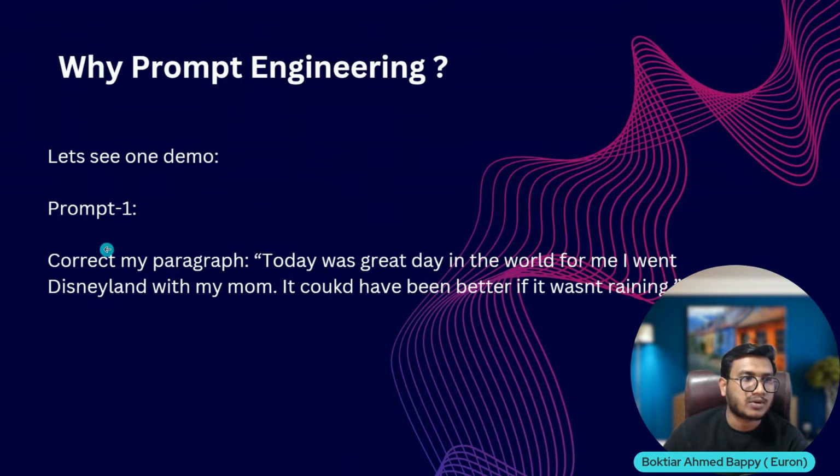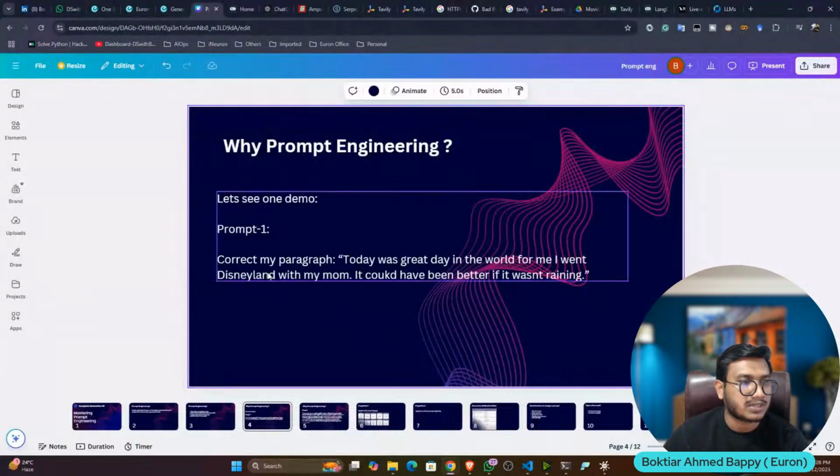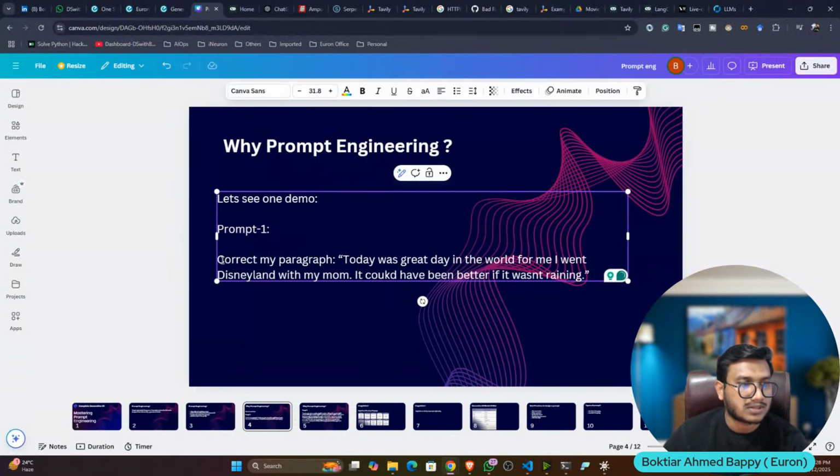So let's say this is a demo of the prompt. Here is my prompt I have created: correct my paragraph. Today was the great day in the world for me. I went Disneyland with my mom. See here, some spelling is also wrong. Could have been better if wasn't raining. So let's give this prompt in ChatGPT. You can use any LLM, but as of now I'll use ChatGPT.